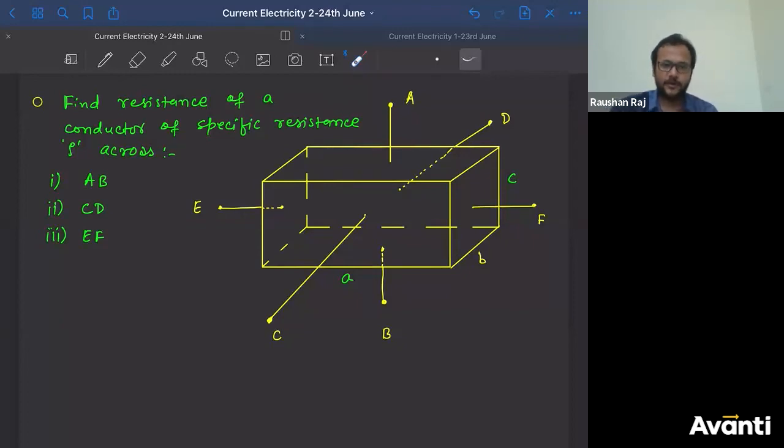Okay, so most of you have got the correct answer. ठीक है, देखो मैं solve करता हूँ. ठीक है, this is not that tough. I have included this question here for you to understand which length we need to consider, which area we need to consider.